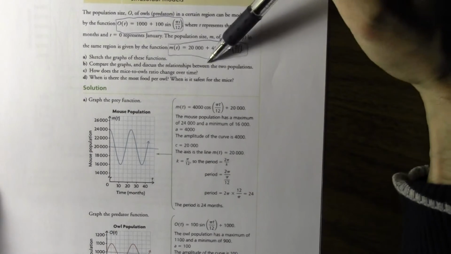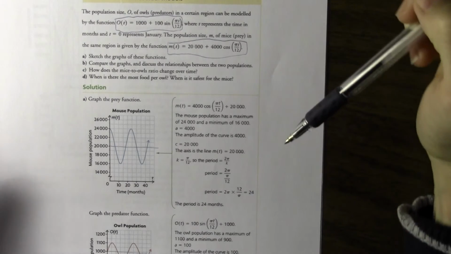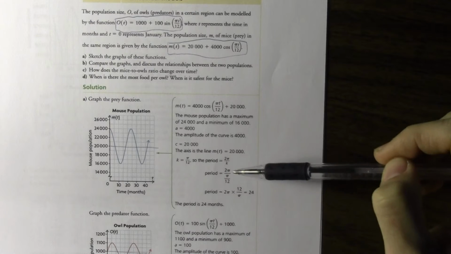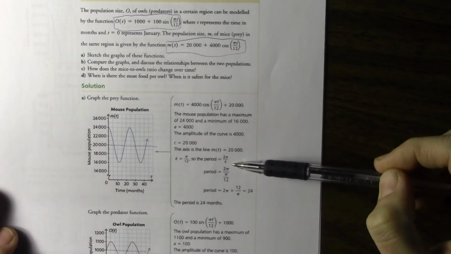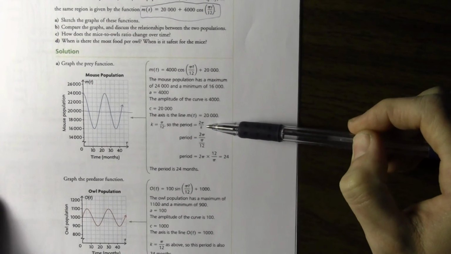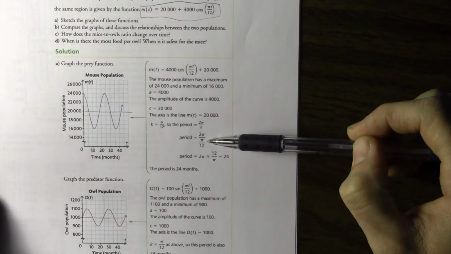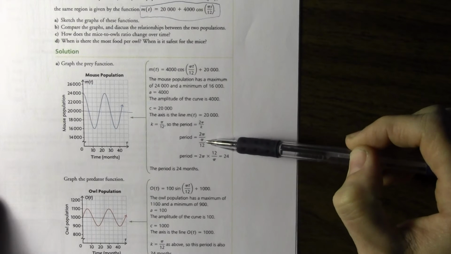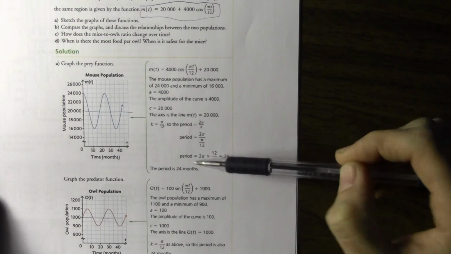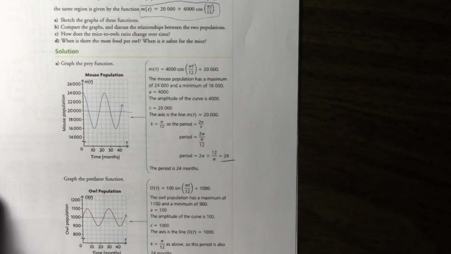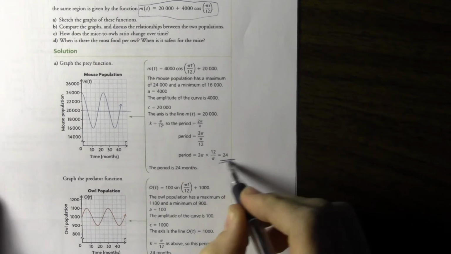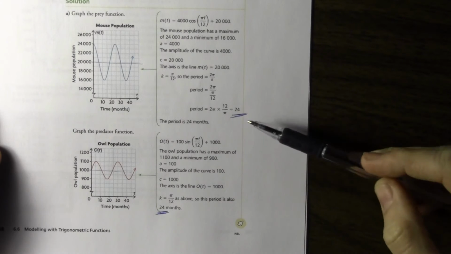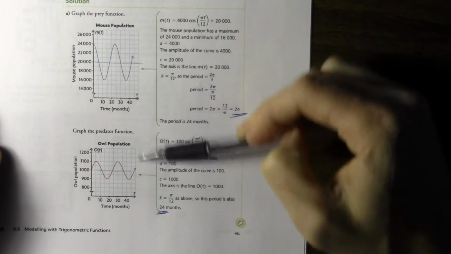Compare the graphs and discuss the relationship between the two populations. Oh, sorry, and the last one we can do is we can figure out our period. Again, our period is equal to 2 pi over k. Our k value is given in both scenarios. It's pi over 12. So we can solve for the period, which in both cases works out to 24 months. That might have been the only difficult part of developing that graph.